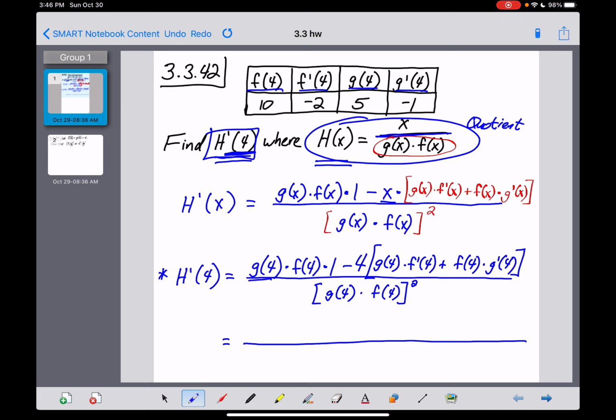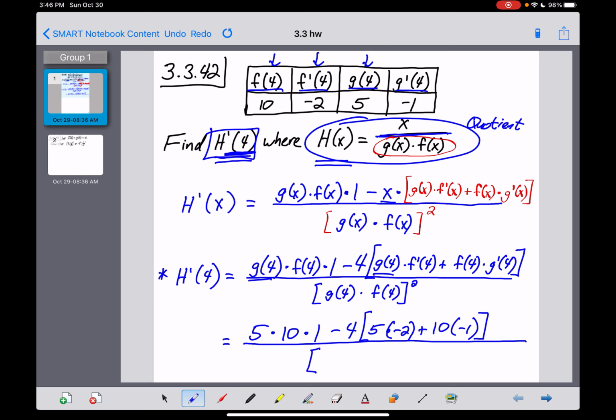g of 4 is the first thing I need, and I read that right here. g of 4 is equal to 5. That gets multiplied by f of 4, which comes right here. That's a value of 10. Okay, sure, times 1. And then minus 4, and in the brackets now, g of 4, we did that already, that's going to be 5, but this one is new. f prime of 4 comes right here. That's a value of negative 2. I'll put that in parentheses. Plus, f of 4 is again 10, and we're multiplying that by g prime of 4, which is negative 1. That takes care of that.